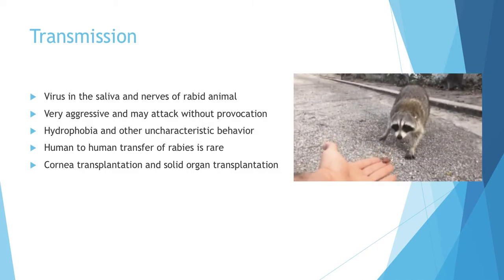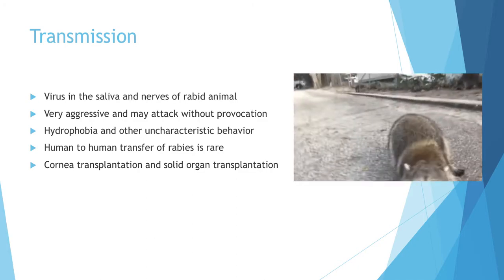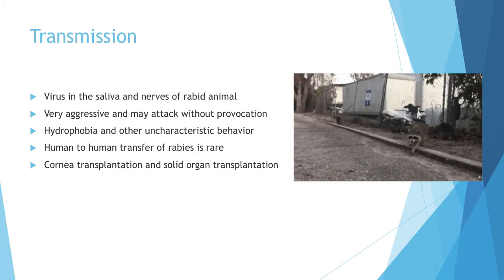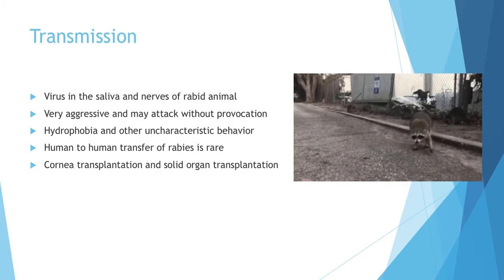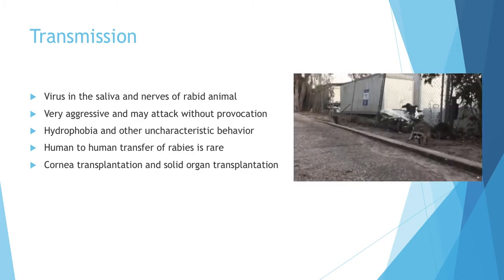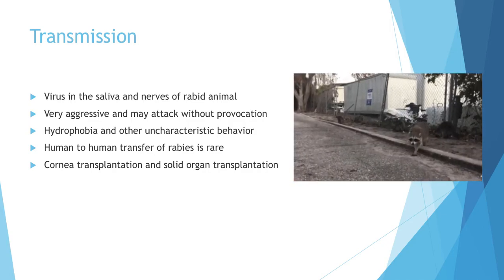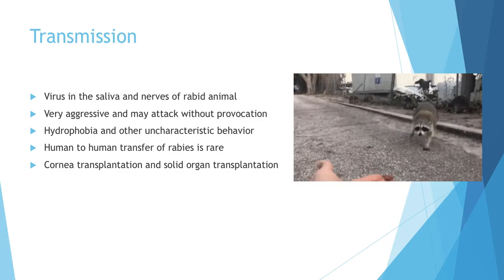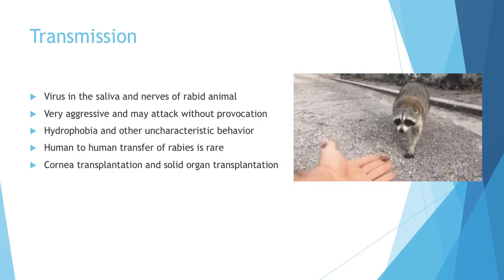Human-to-human transfer of rabies is uncommon and only recorded through transplant surgery. There are documented cases of rabies transferred from one human to another through corneal transplantation and solid organ transplantation. It is also possible that humans can transfer the virus through a bite, but no case like this has been seen so far, as infected humans are usually hospitalized, where they are treated with necessary precautions.